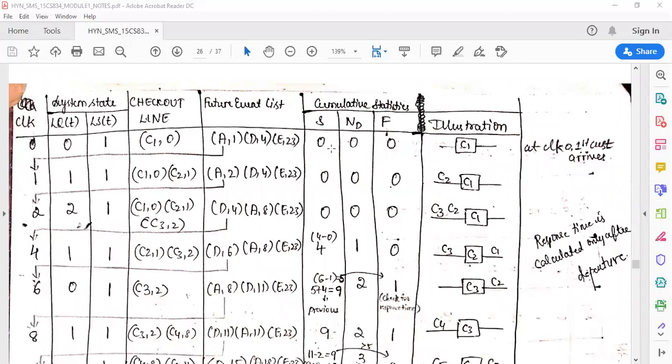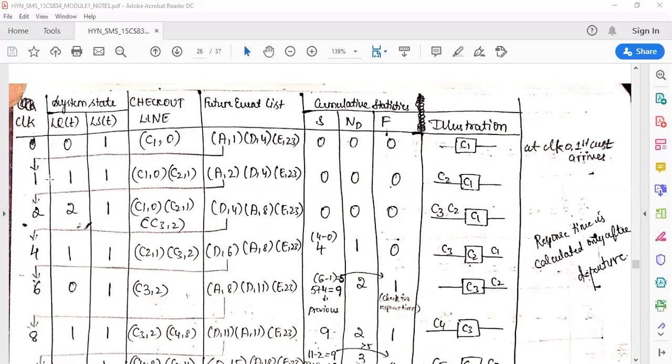When you update this, you will update the response time and F, right? So S and F only when there is a departure. Only when there is a departure, then only we should go and update these two columns. Otherwise, you have to keep on writing it as 0 only, right? So after doing this, what do you have to do? You have to remove the imminent event from the list and advance the clock from T to T1, right?